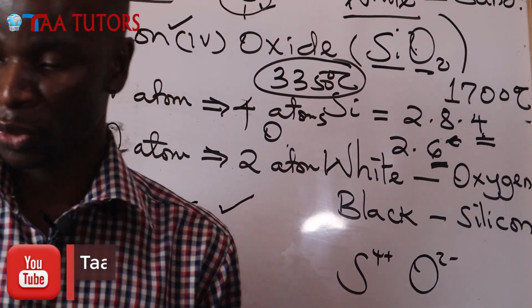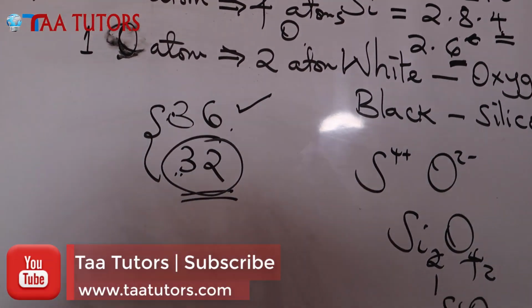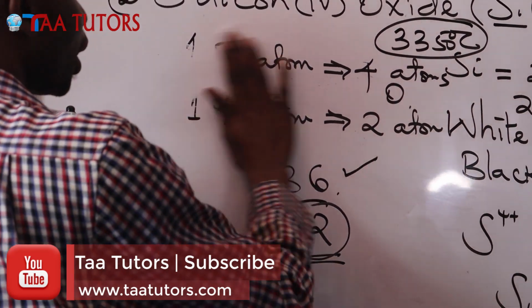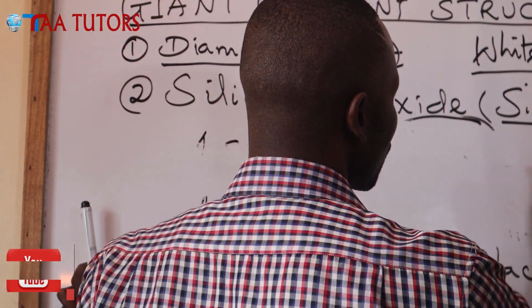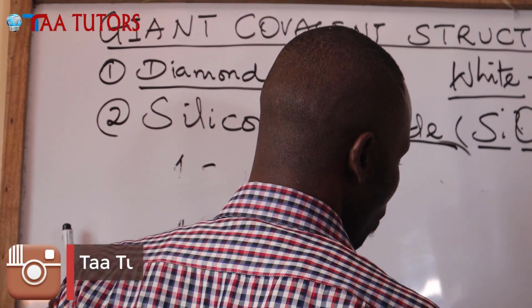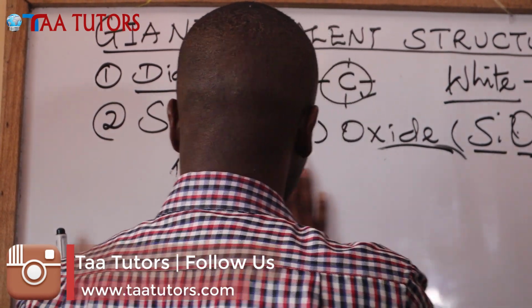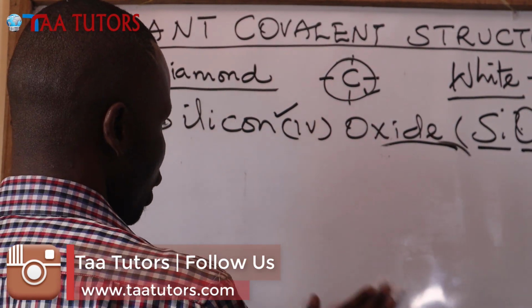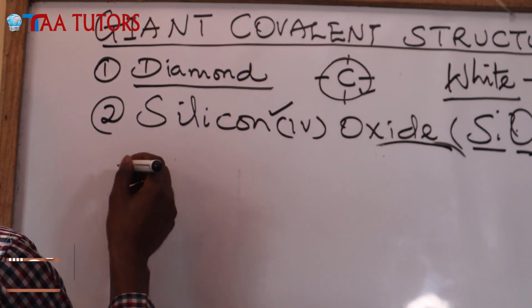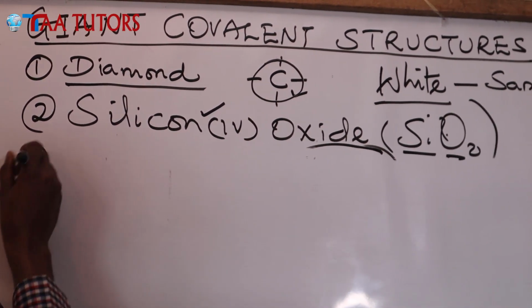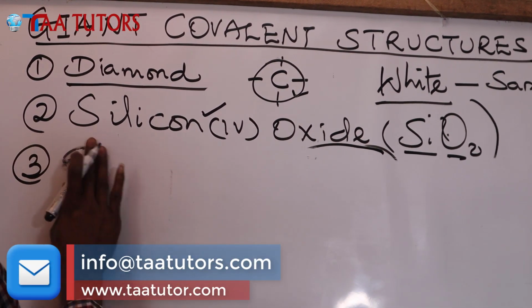Now let me move to what we call graphite. Graphite, as we know, is also another allotrope of carbon. Both diamond and graphite are known as allotropes of carbon. They are very natural allotropes. So this one is, let me say, graphite.